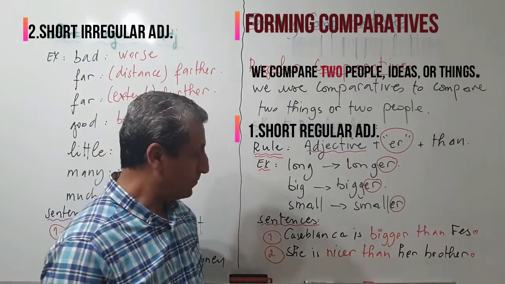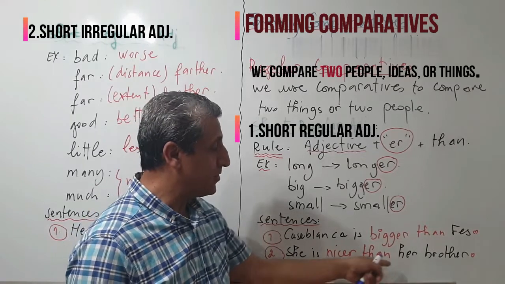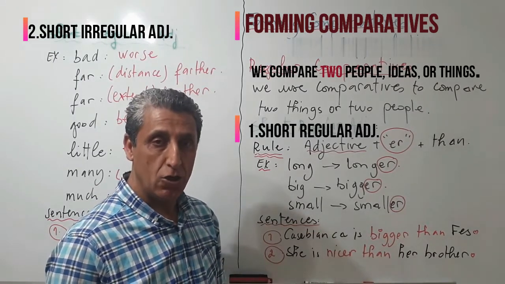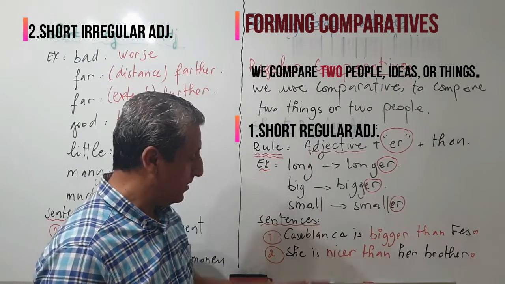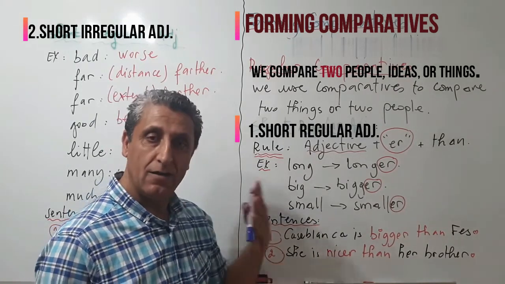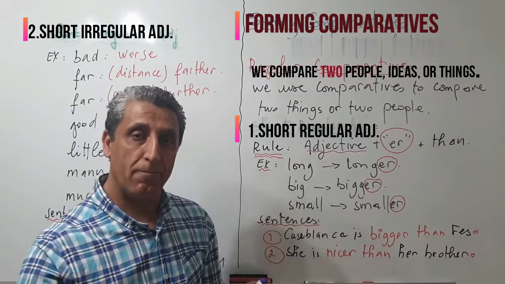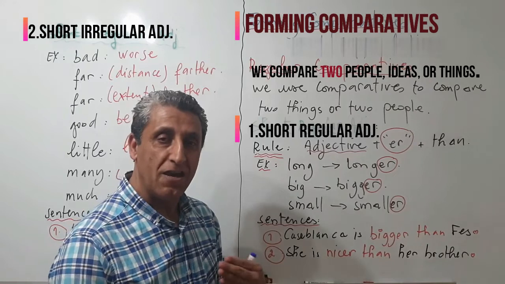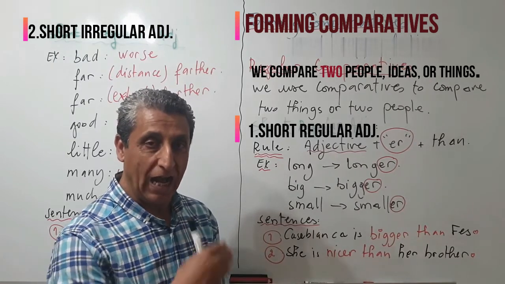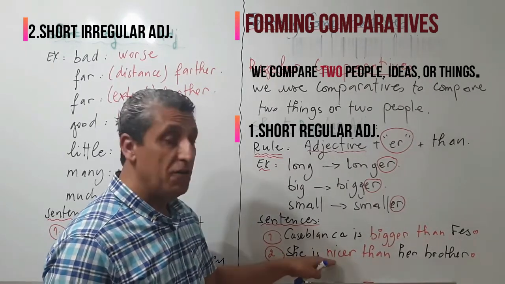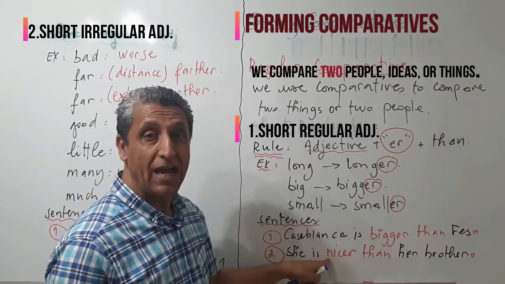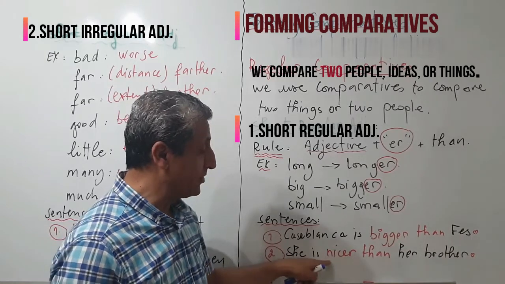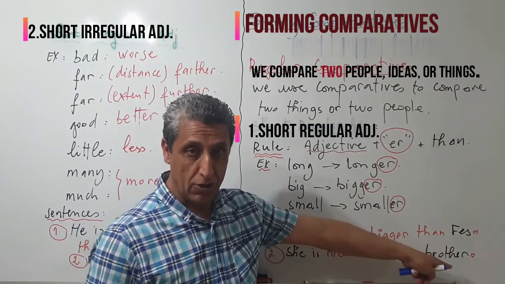Sentence number 2, she is nicer than her brother. She is nicer than her brother, okay? So here, I'm comparing a person to another person, okay? On the basis of being nice compared to the other. So she is nicer. Notice, nice is the adjective and nicer is the comparative adjective. She is nicer than her brother.